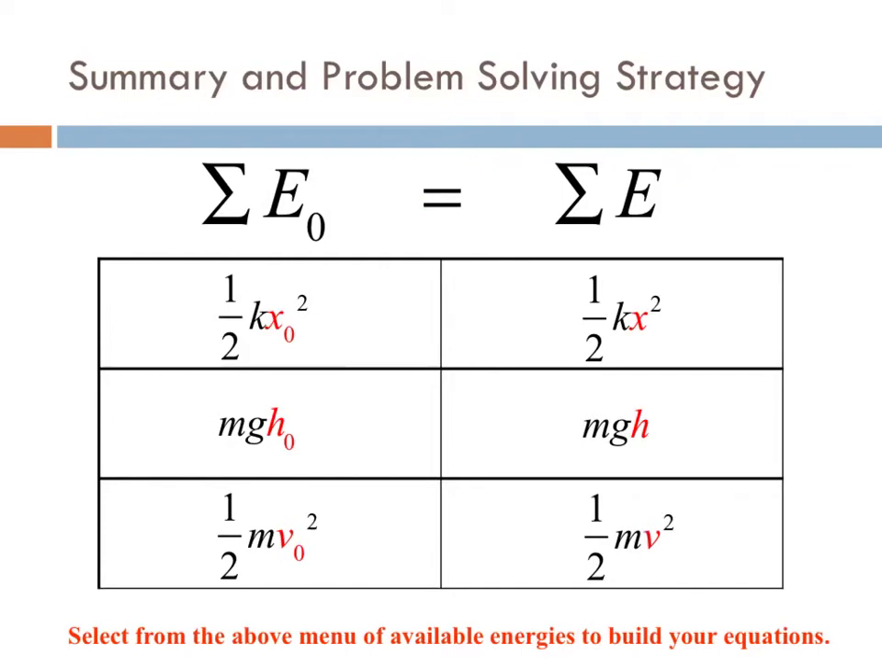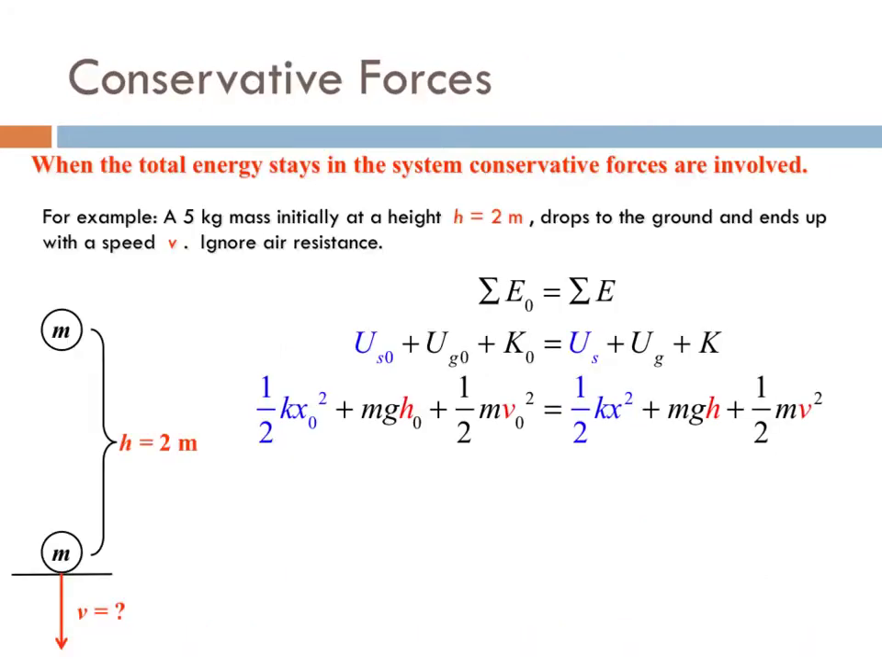And so we're going to look at a couple of examples to help you build this strategy. So this is a very typical problem that we saw last year. For example, a 5 kilogram mass initially at a height of 2 meters drops to the ground and ends up with a speed of v. Ignore air resistance. Again, air resistance would be a non-conservative force, so mechanical energy would not have been conserved.